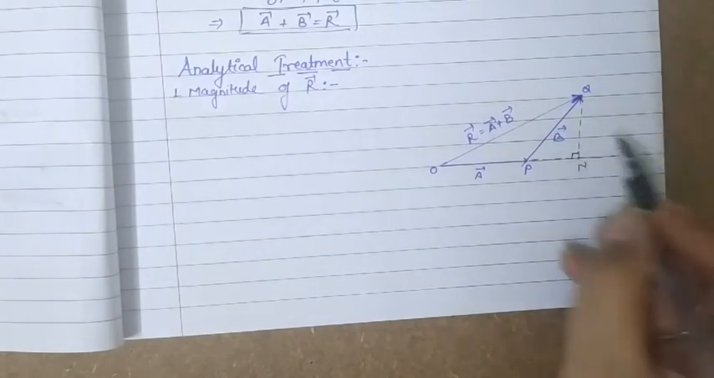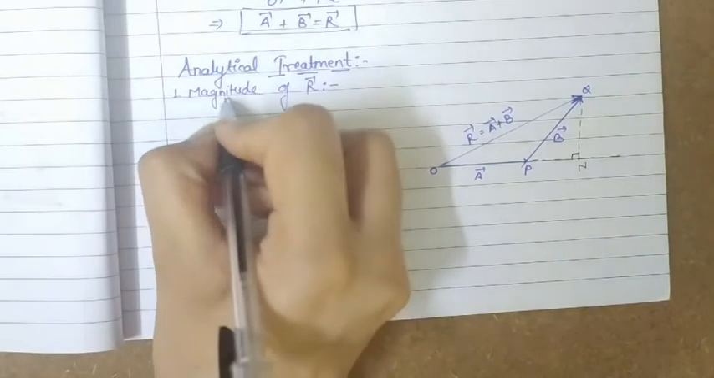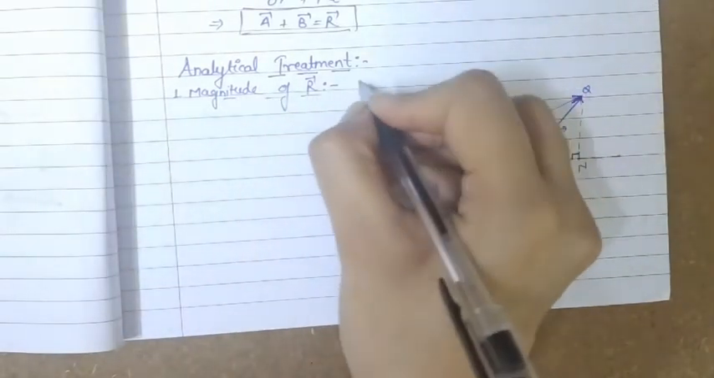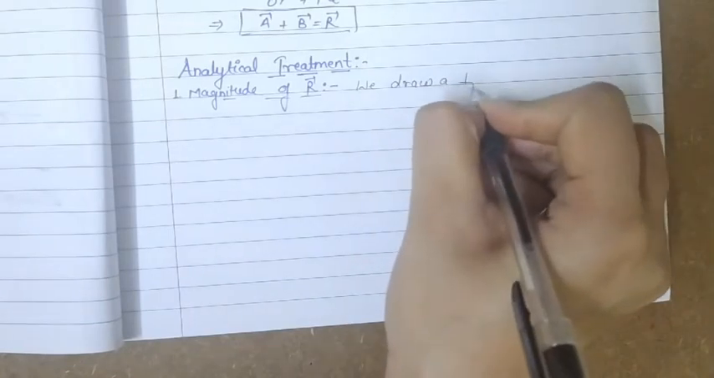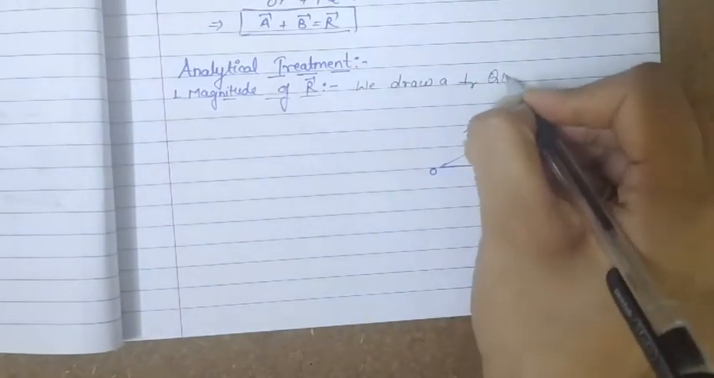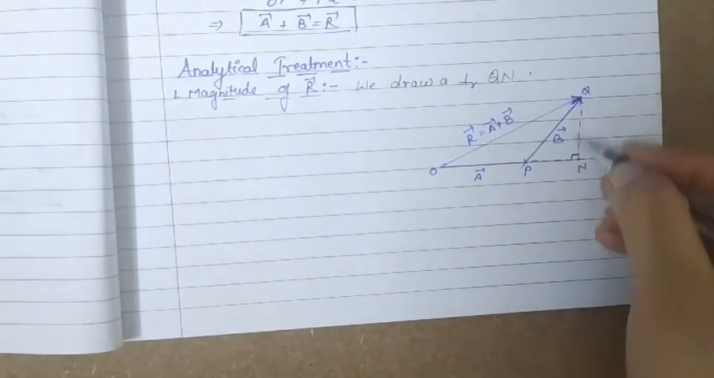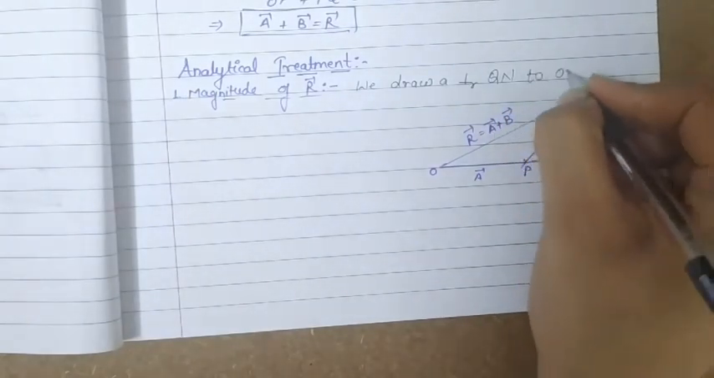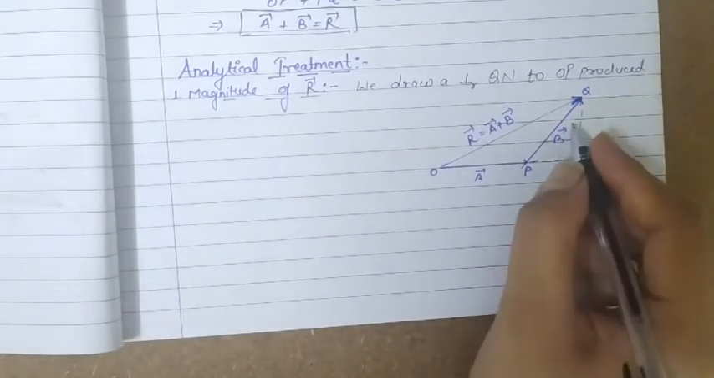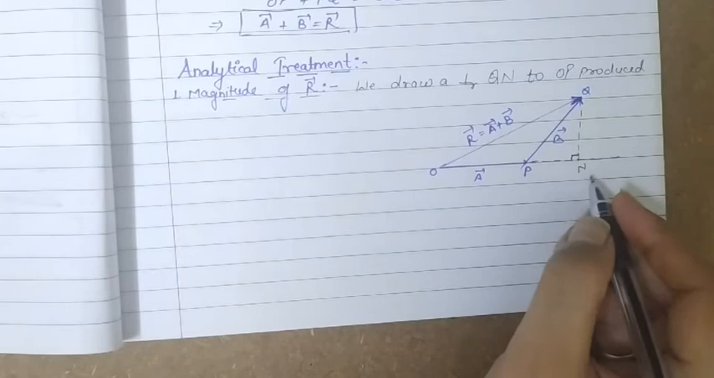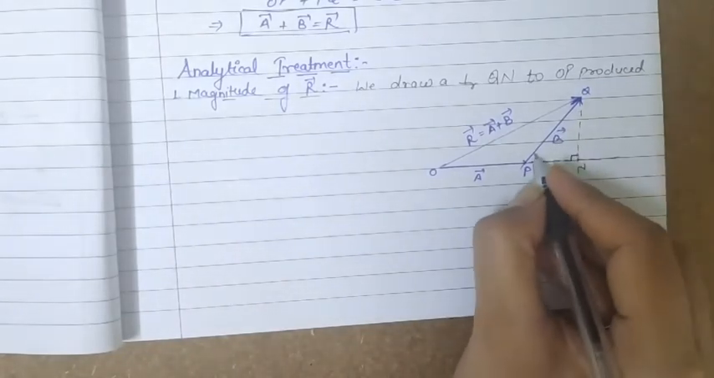QN is the perpendicular drawn on OP produced to N. So what we did, we drew a perpendicular QN to OP produced. Okay, this is what we did.